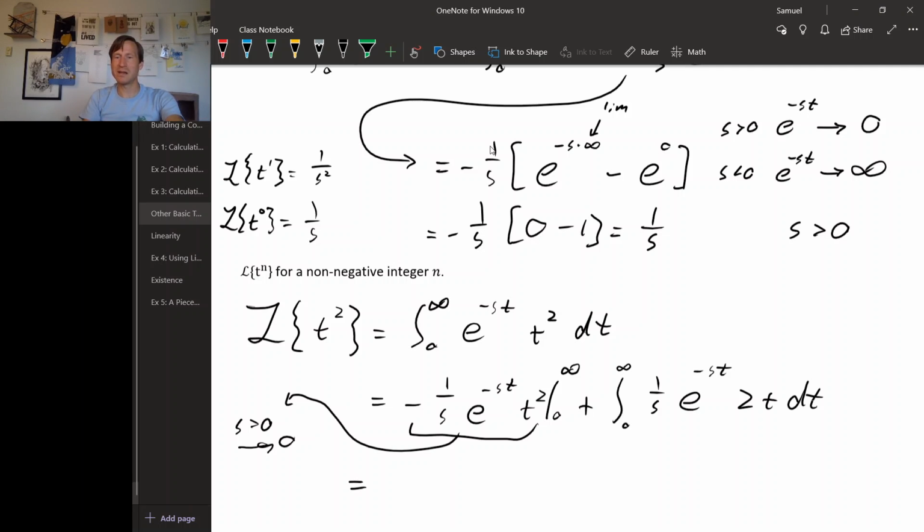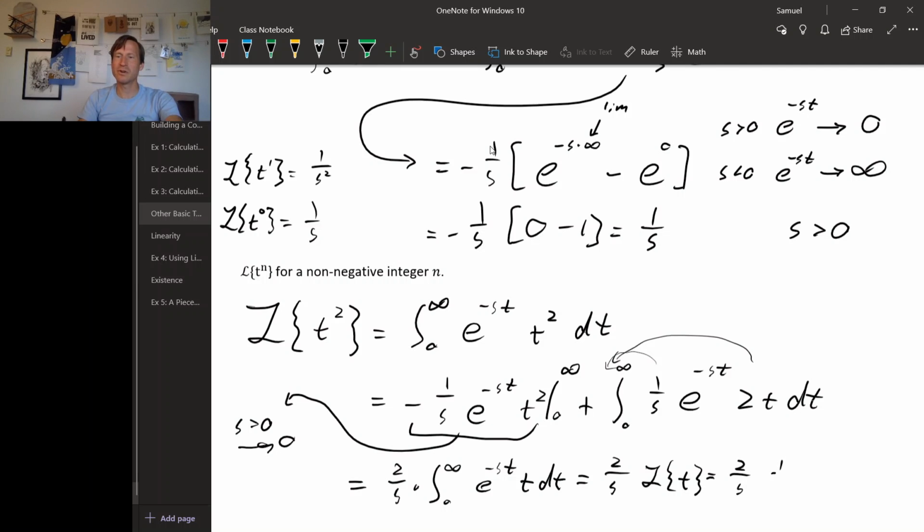So let's work out this remaining piece. We can move this 1 over s and also this 2 outside. So 2 over s times the integral from 0 to infinity of e to the minus st times t. But this integral we already know, so 2 over s times, this integral is the Laplace transform of t. But we know the Laplace transform of t already. It's 1 over s squared. So we get 2 over s cubed. So that's the Laplace transform of t squared.